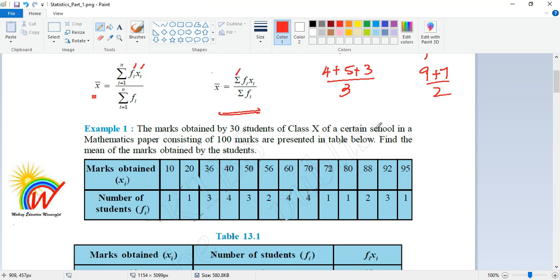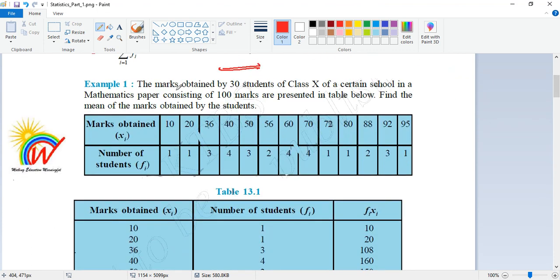So now come to example number 1. It says the marks obtained by 30 students. So they have already given that there are 30 students of class 10 of a certain school in a mathematics paper consisting of 100 marks, presented in the table below. So marks scored out of 100 by 30 students of class 10 have been given. They are asking you to find the mean of the marks obtained by the students.